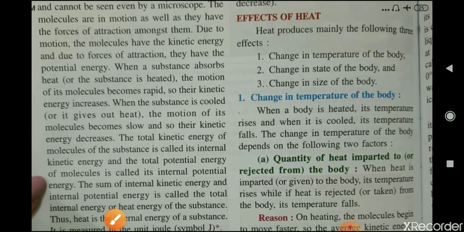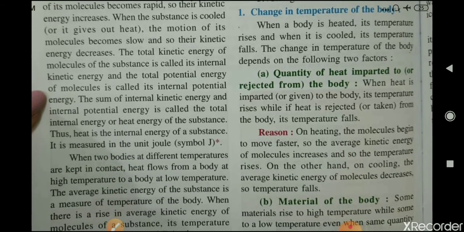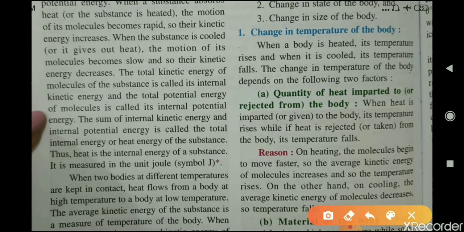Now, effects of heat. What are the effects of heat? There are three main effects of heat. First, heat changes the temperature of the body, second, heat changes the state of the body, and third, heat changes the size of the body. So the first one is change in temperature of a body. When a body is heated, its temperature rises, and when the body is cooled, its temperature falls.